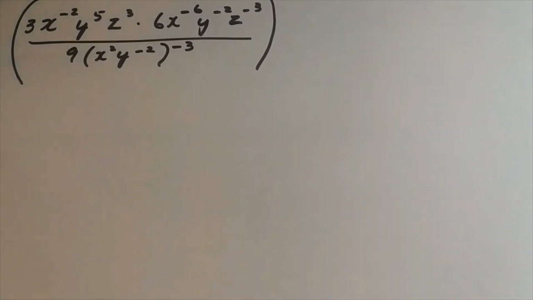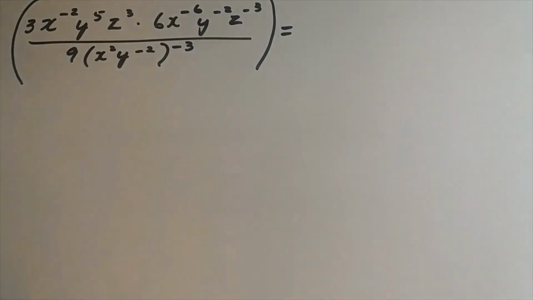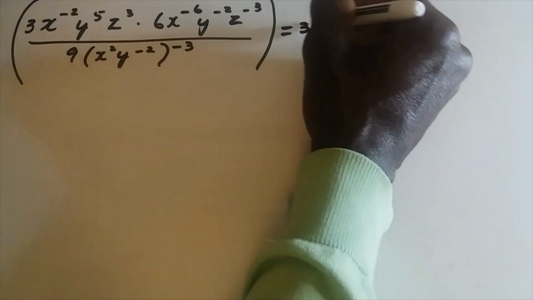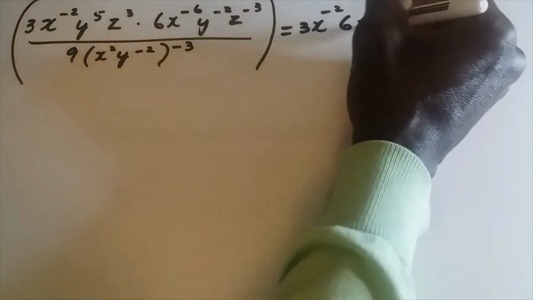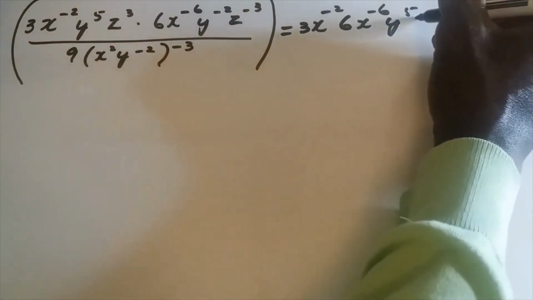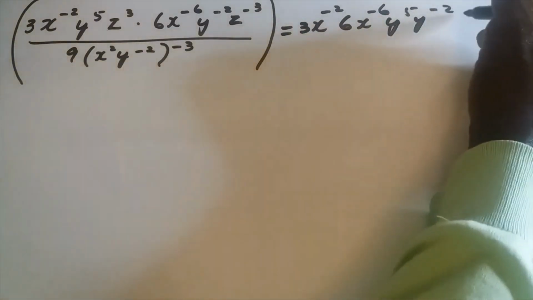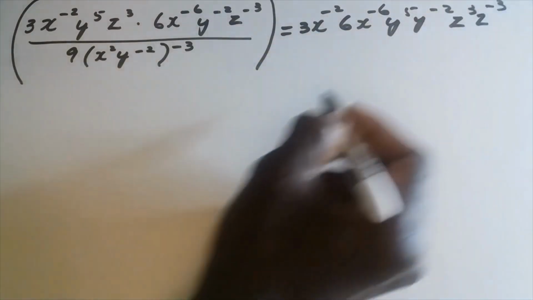Hi, here's our polynomial with positive and negative exponents, and we'd like to simplify this. So we'll go ahead and group like terms. So we have 3x to the minus 2, we have 6x to the minus 6, y to the 5th, y to the minus 2, z cubed, and z to the minus 3.